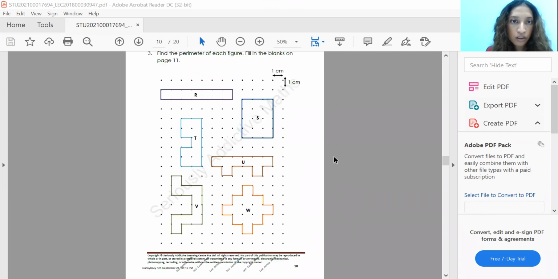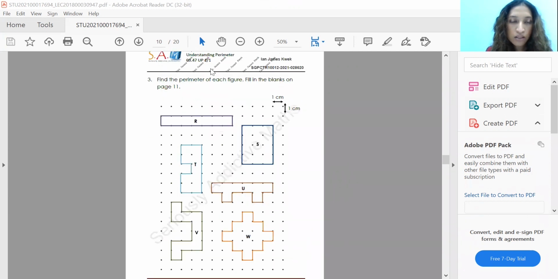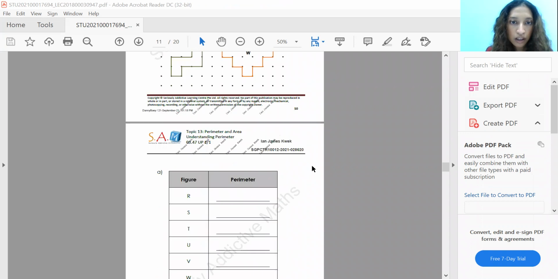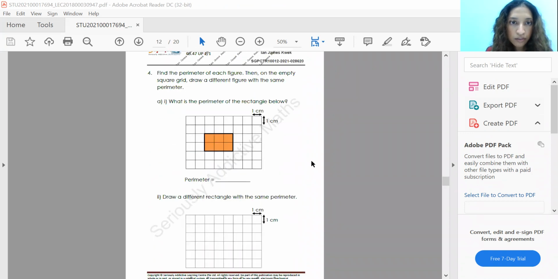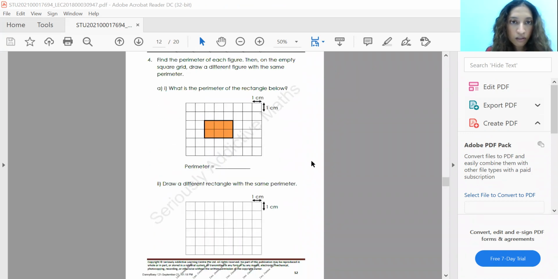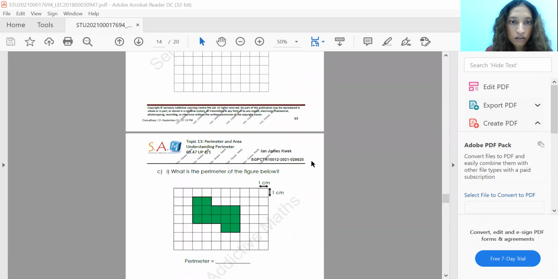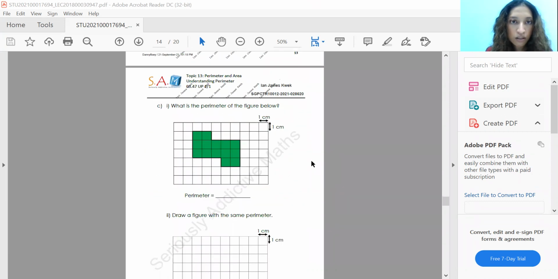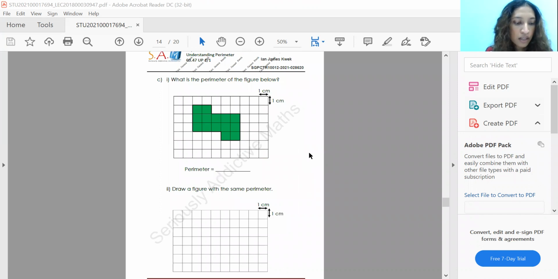So I would want you to find the perimeter of... okay, it's okay. Let's do this one. What is the perimeter of the figure below? Let us count together.